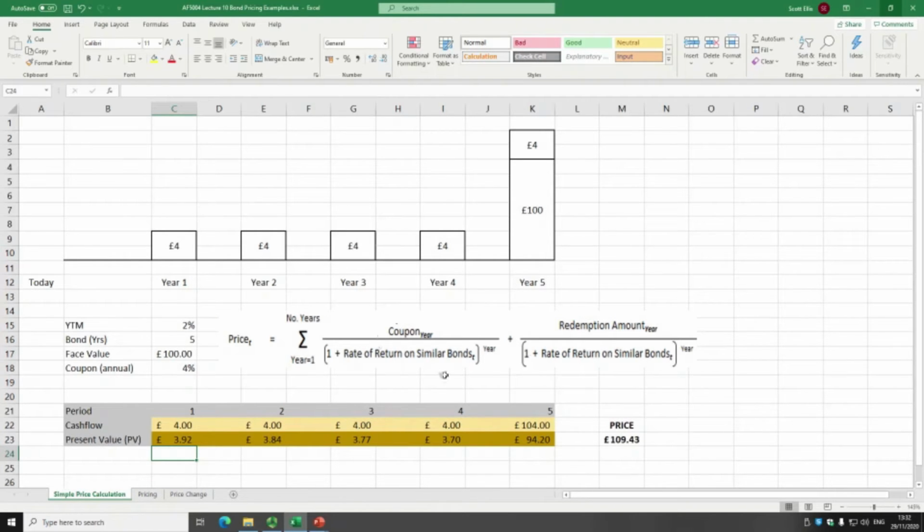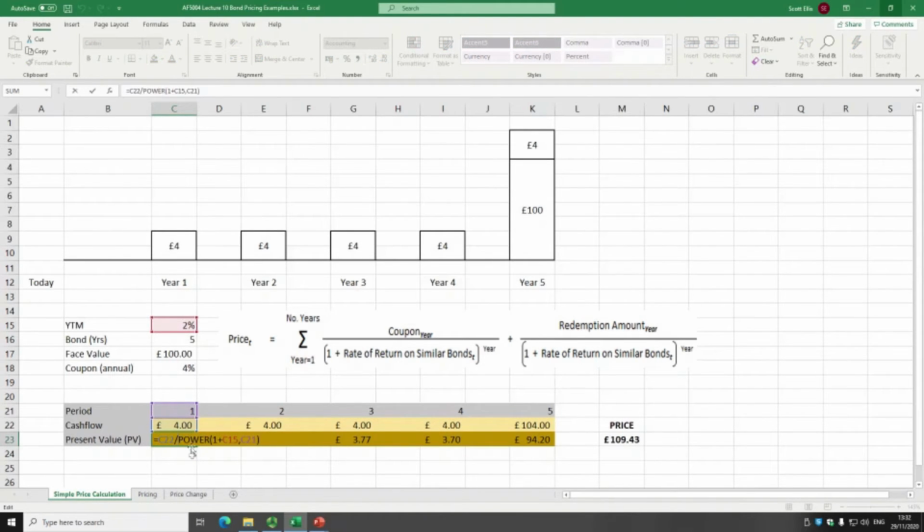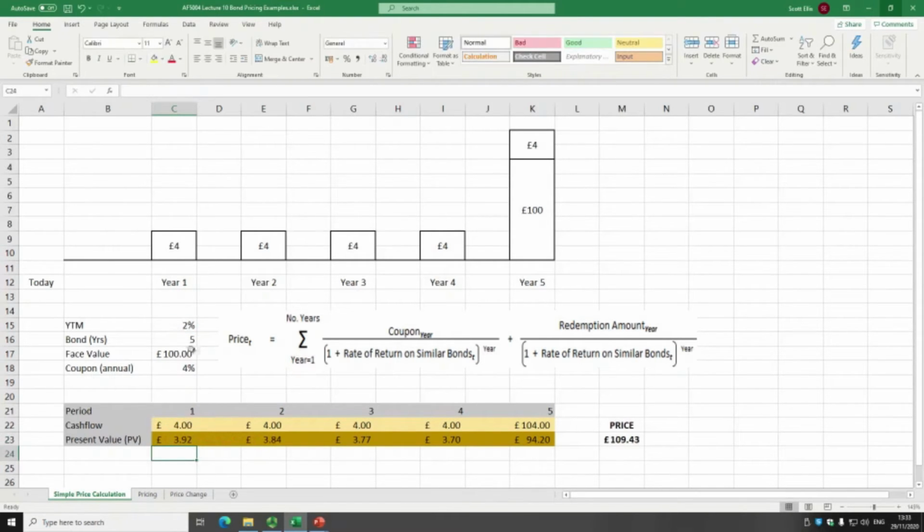At the bottom here, I broke this formula down. So we've got payment 1. All I've done is work out what this £4 is worth in 1 year's time, discounted with a yield to maturity of 2%. So that's to say £4 in a year's time today is worth £3.92. And that's all I've done here. And as you can see, it decreases as time goes on.